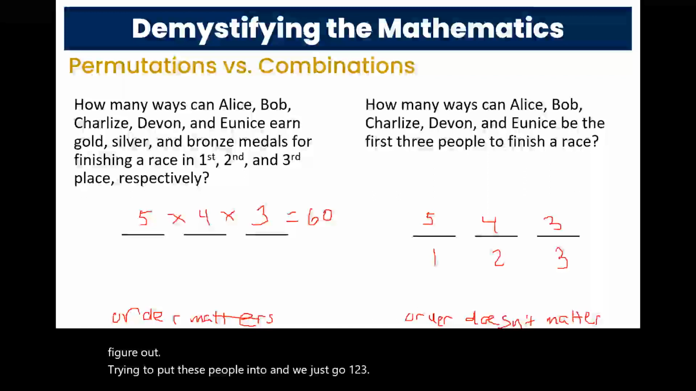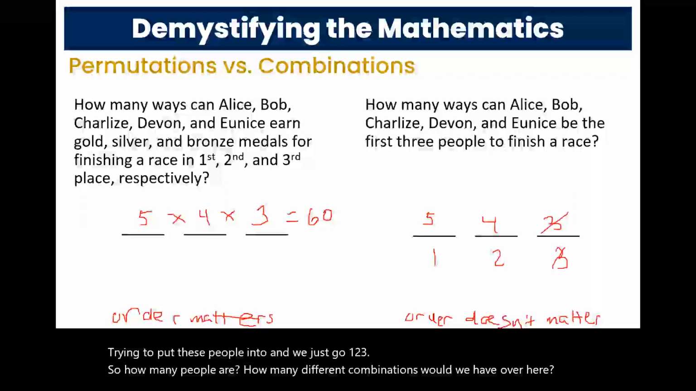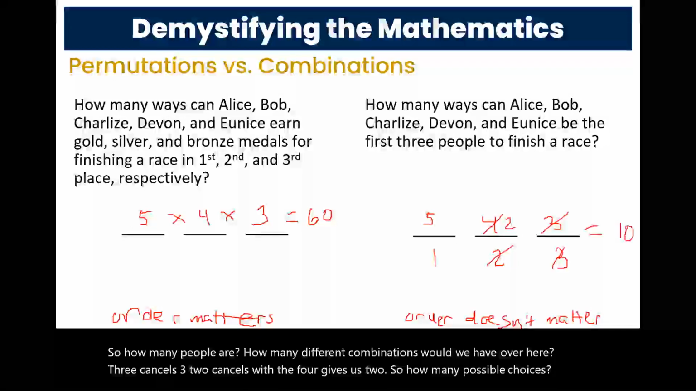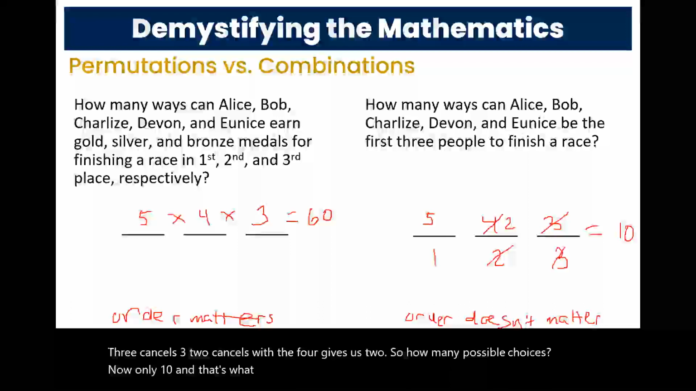So how many different combinations would we have over here? 3 cancels 3, 2 cancels with the 4 and gives us 2. So how many possible choices? Now only 10. And that's what we should see with these. When the order matters, you should have a bigger answer. When the order doesn't matter, you should have a smaller answer.